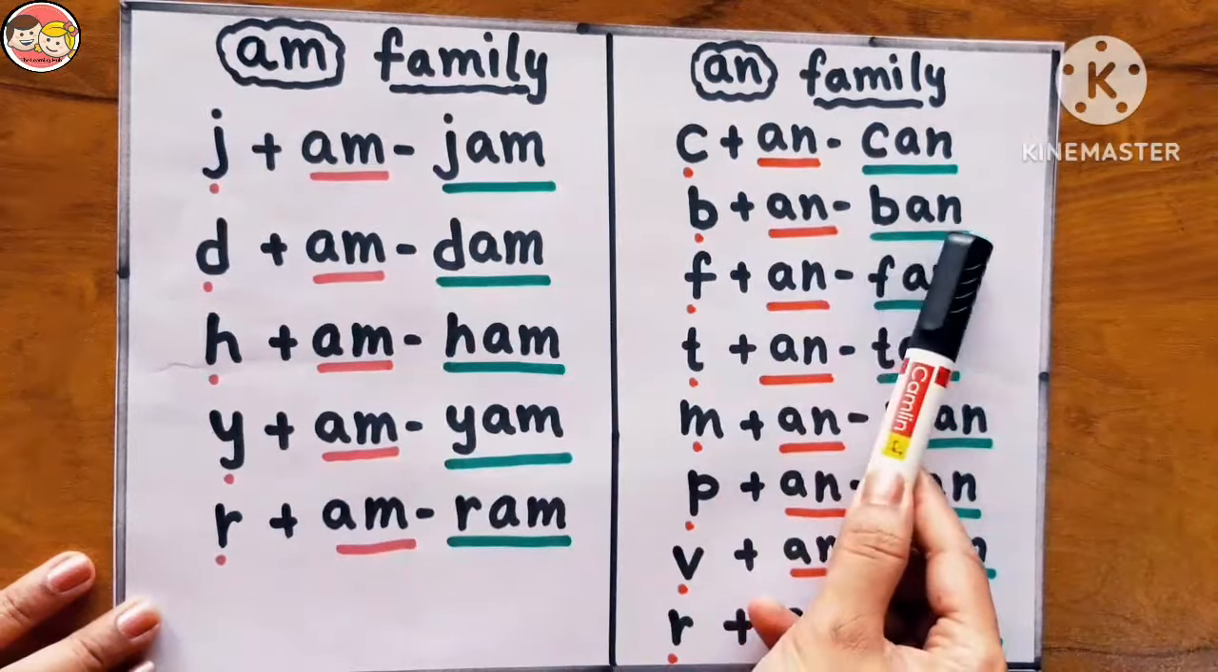Hat. Now we need to identify the number of sounds in the word. Here we are going to use fingers, which will help us find out the number of sounds in the word. H, a, t, hat. So how many fingers are there? Three fingers, means there are three sounds in this word. So let's write.